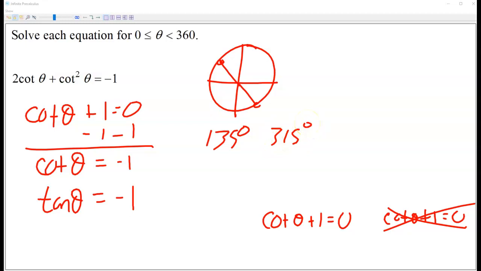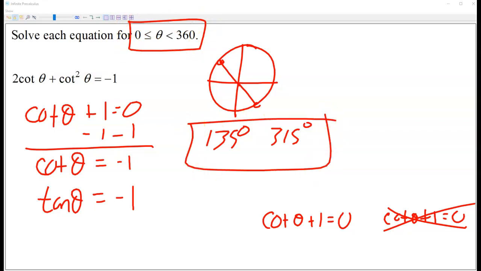And that's it. That would be our answer, because we're only looking for answers between 0 and 360, so we don't have to do the whole general solution thing and find other answers. That's good enough. So we've got our two answers. It's 135 degrees and 315 degrees.